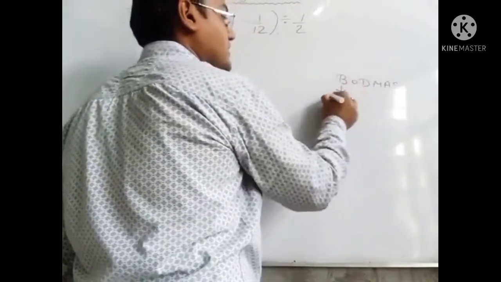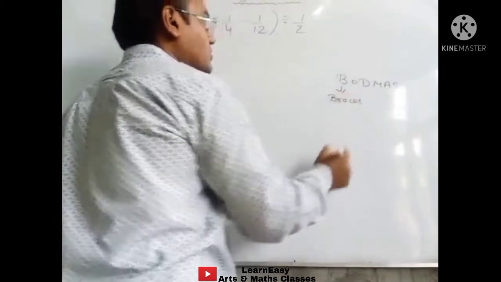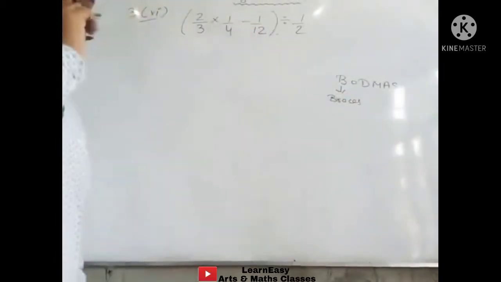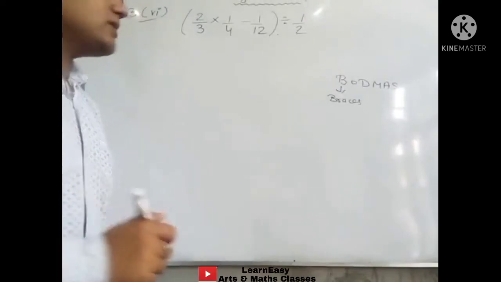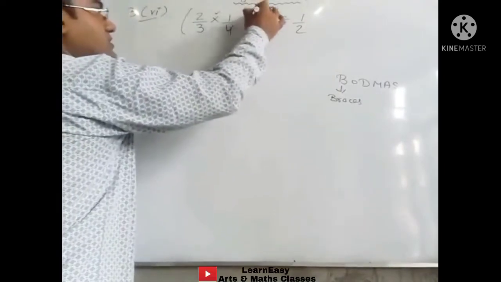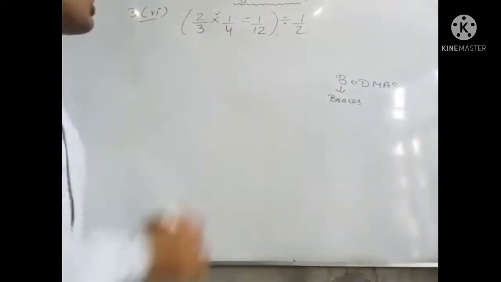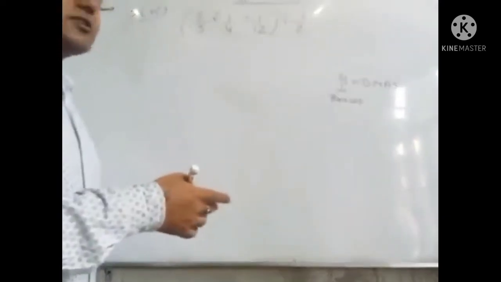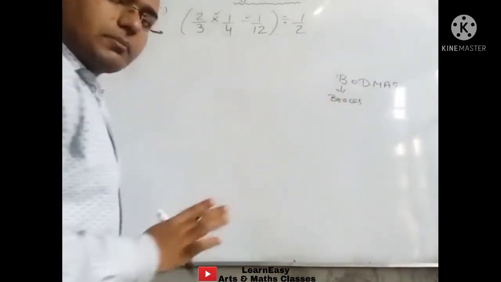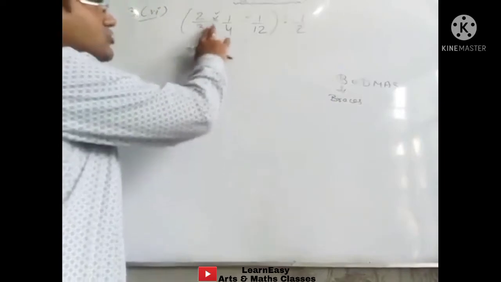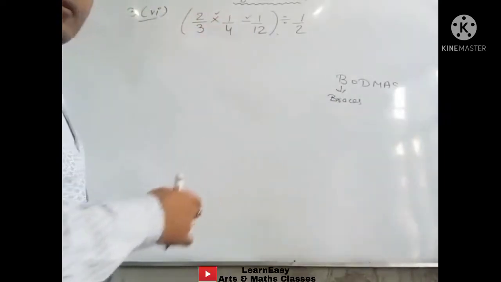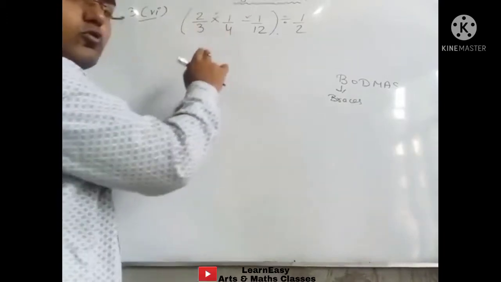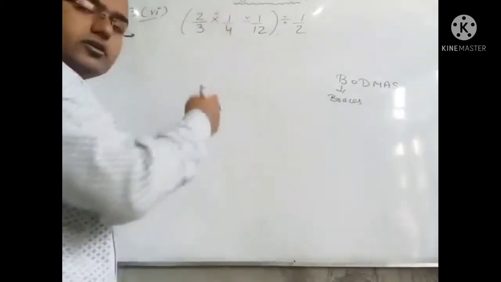B stands for braces or bracket. So here a bracket is coming, but you will observe that inside this bracket two mathematical operations are coming: first is multiplication and second is subtraction. So again we have to apply BODMAS. First of all we have to solve the braces, but in the braces two signs are coming, multiply and minus. So first of all we will check which thing we have to do first, multiplication or subtraction.